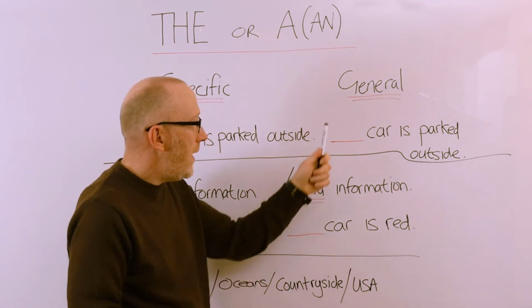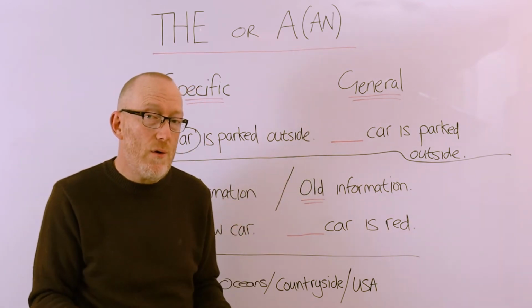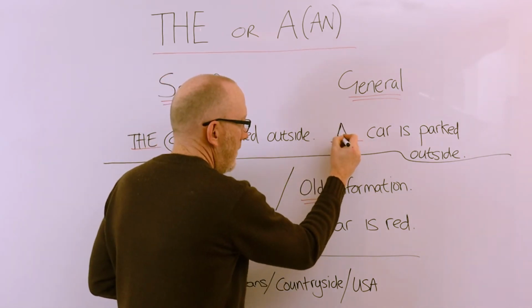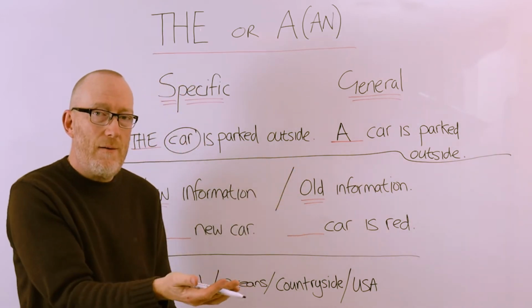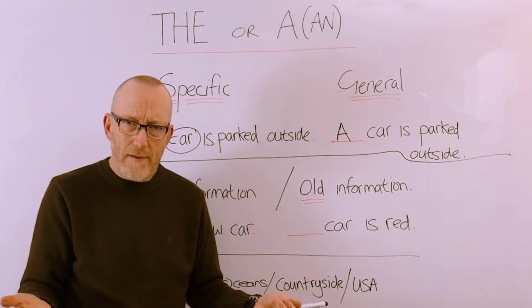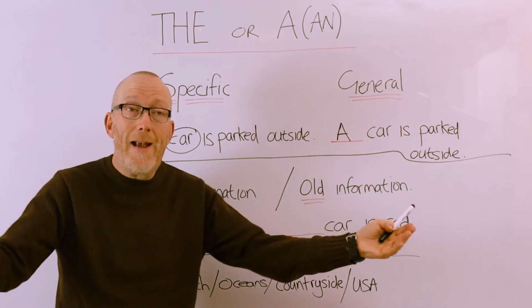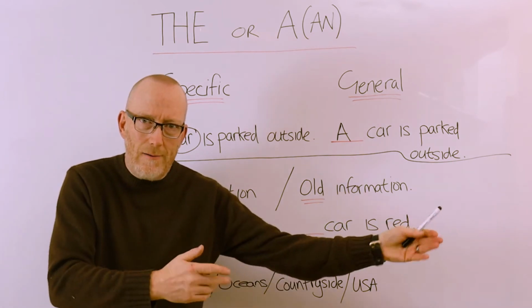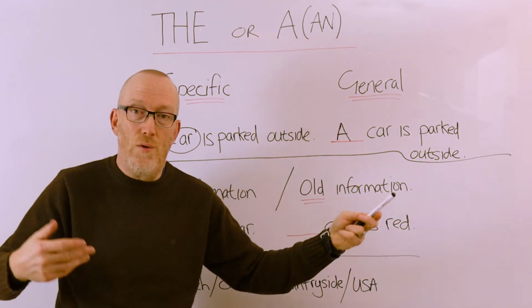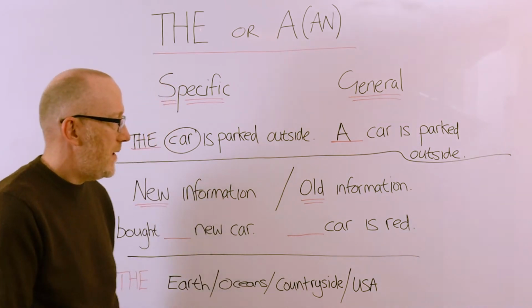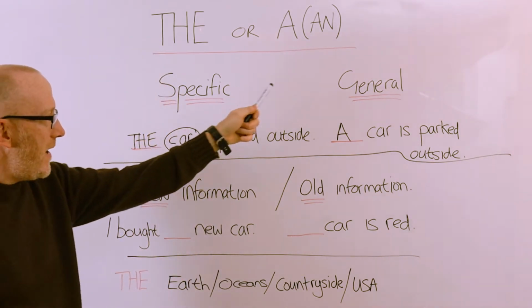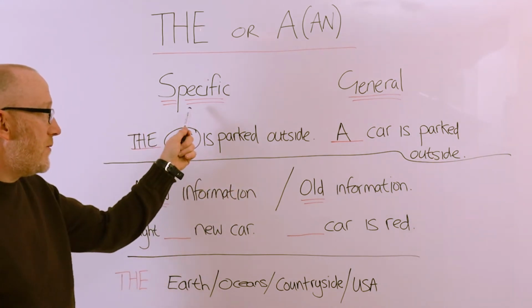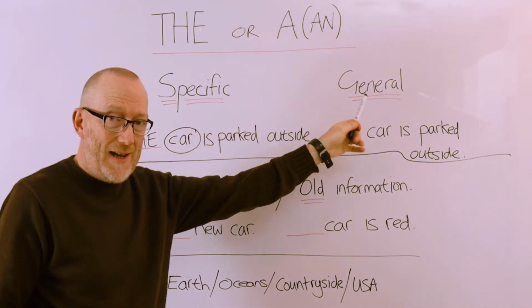Whereas if you want to describe something in general, an unknown car, for example, you use the article a. So a car is parked outside. Well, whose car is this? I don't know. It could be anybody's car. It's not my car and it's not your car, so it's a car. It is a general thing that we're referring to. Yeah? So, specific and general. I hope that gives you a good idea of how you can use your articles to describe specific things and to talk about things in general.